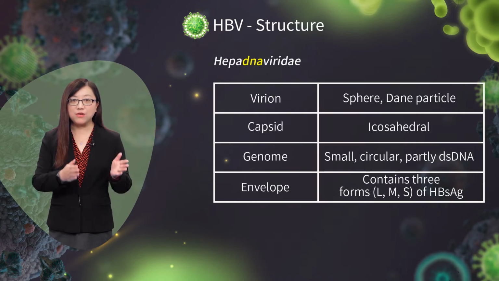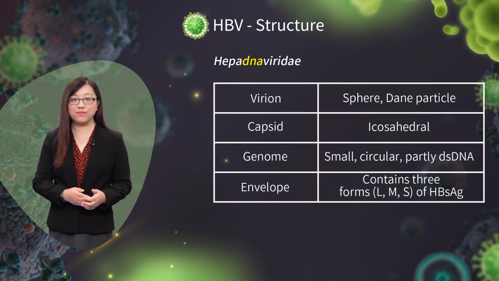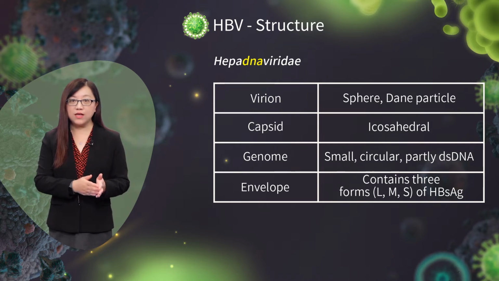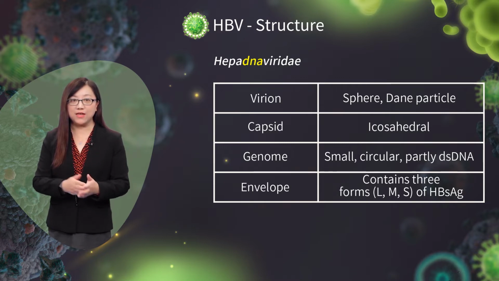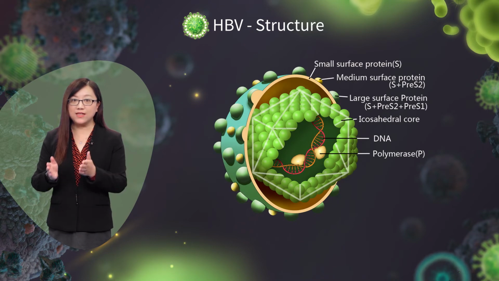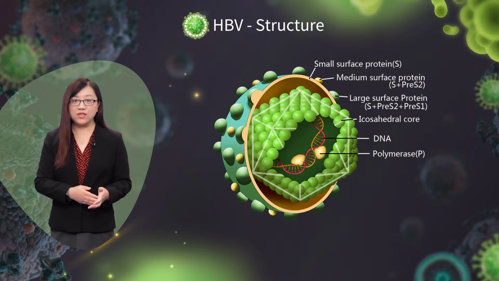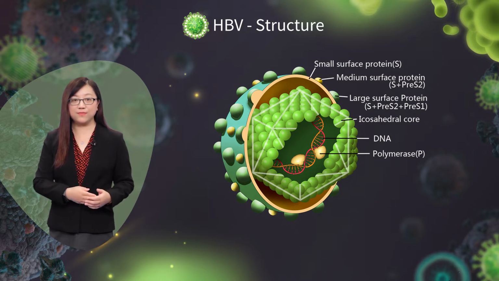HBV is the major member of the hepadnaviruses, which is a small enveloped DNA virus. The virion, also called the Dane particle, is spherical and 42 nanometers in diameter. The genome is small, circular, partial, double-stranded DNA. Although a DNA virus, it encodes a reverse transcriptase and replicates through an RNA intermediate.